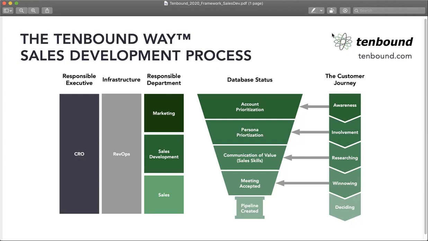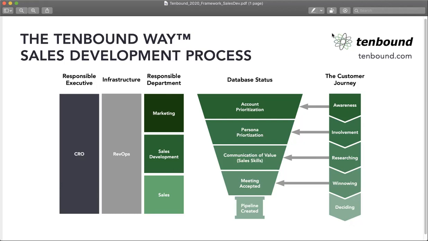So the way that we look at sales development is we need to be able to target the customer throughout this journey, and really start with the database first, and then making sure that we have all the responsible parties aligned toward responding and being proactive within the customer journey.